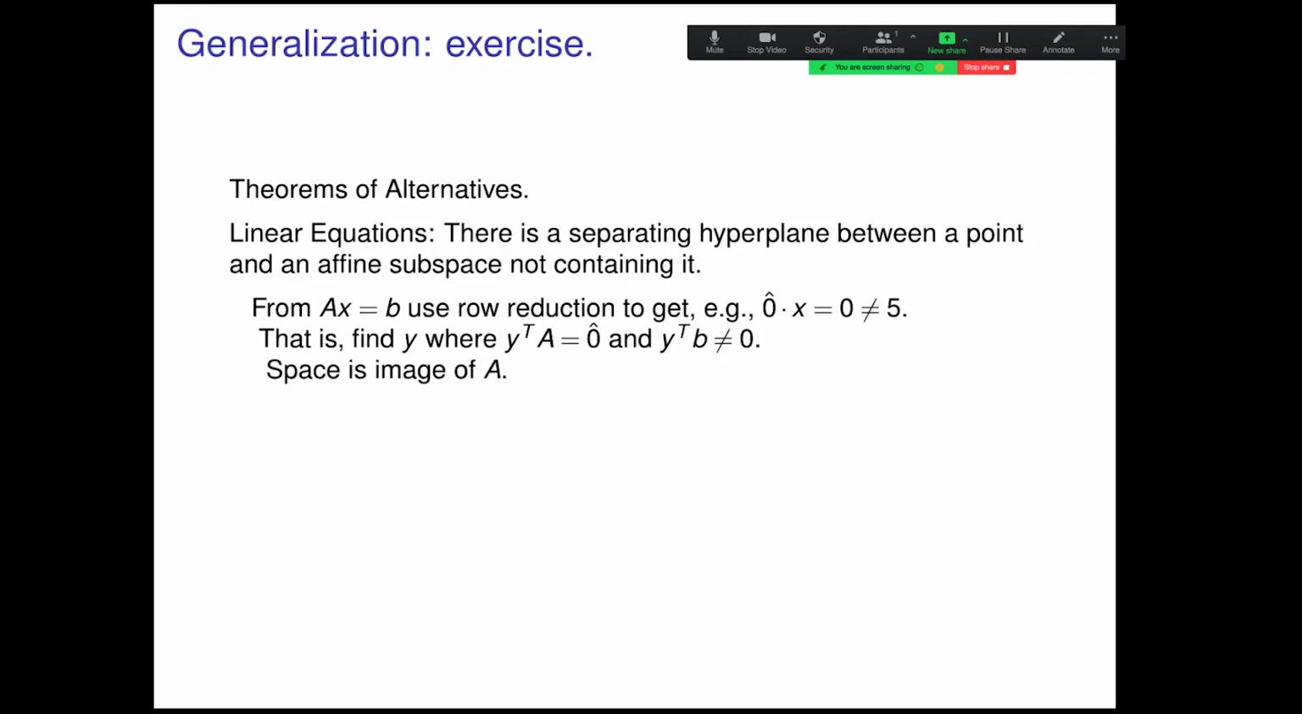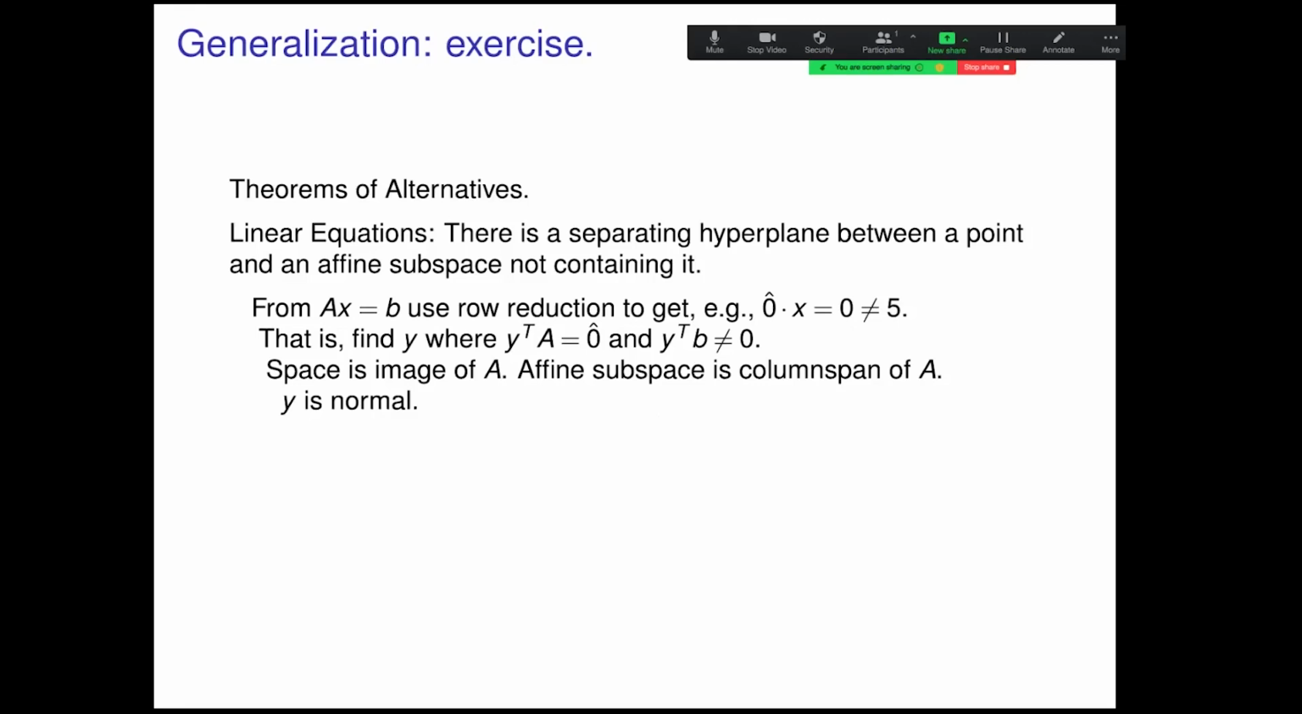The space is the image of A. The affine subspace is the column span of A, and y is normal, right? What is y now? y is normal to every column. Does that make sense? The dot product of y transpose with every column is zero, so it's normal to your whole space. So you found a separating hyperplane. You found the normal to your hyperplane, and you've proven that the right-hand side is not in your affine subspace.